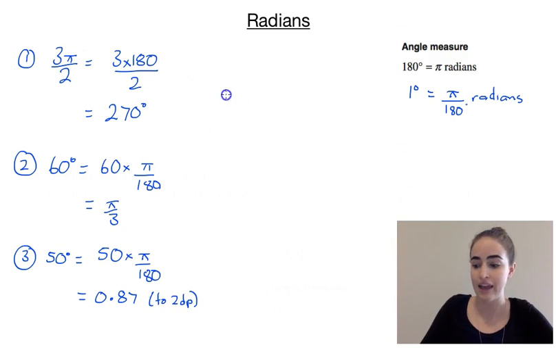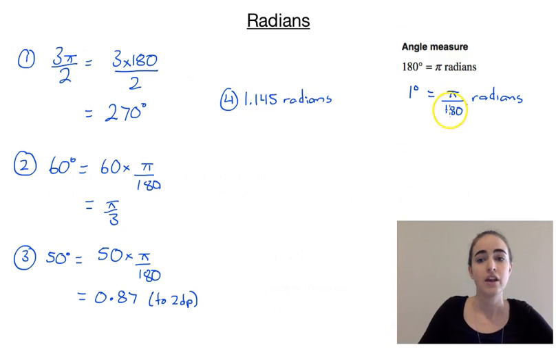All right, let's have a look at a fourth example. This time we've got 1.145 radians, and we want to convert that into degrees. This time we need to manipulate this thing again, but the other way around.